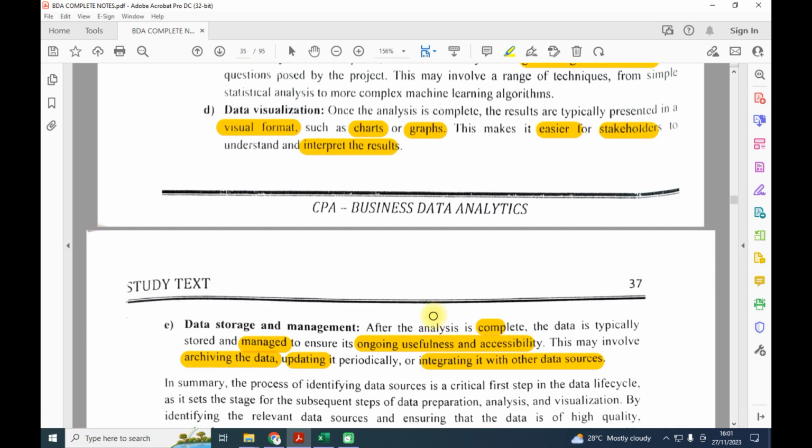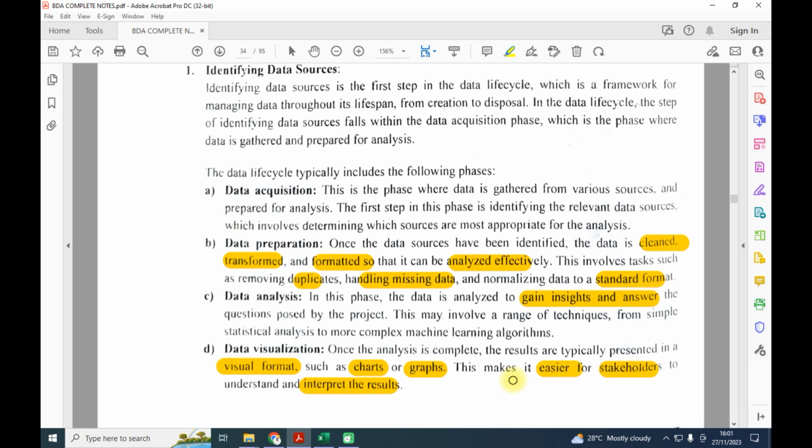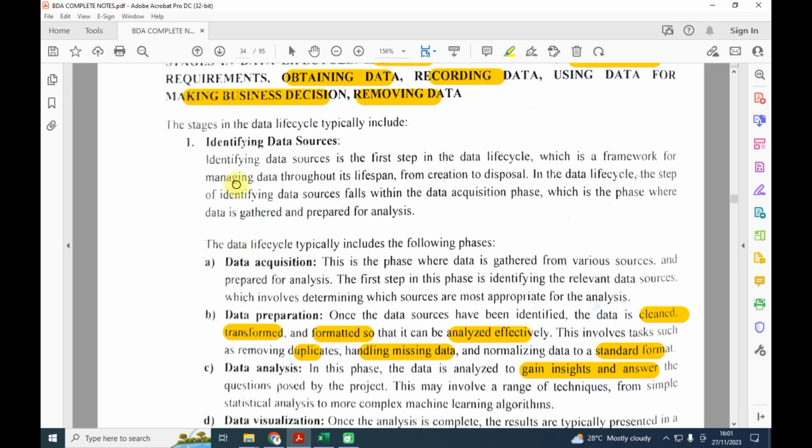For the phases, the first phase is data acquisition. We acquire data from different sources, we prepare that data, we do the analysis, we visualize, and we store and manage that data. Those are the 5 phases of the life cycle. The data life cycle has 5 phases. And you'll find that the 6 stages fall within the 5 phases. Like stage 1, which you have looked at, identifying the data source, they are telling us it falls within the what?